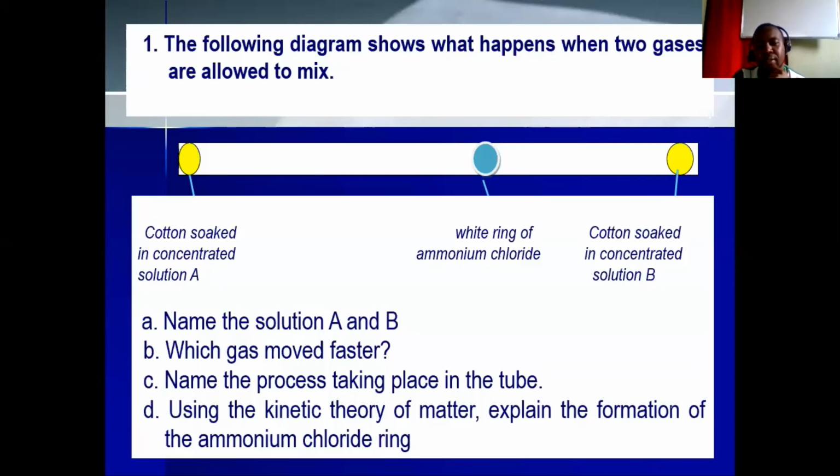Let's look at D. Using the kinetic theory of matter, explain the formation of the ammonium chloride ring. So why, if we soak one cotton plug with HCl and one with NH3, do we have a gas that is produced at the white ring? Anyone wants to answer that one? Anyone?